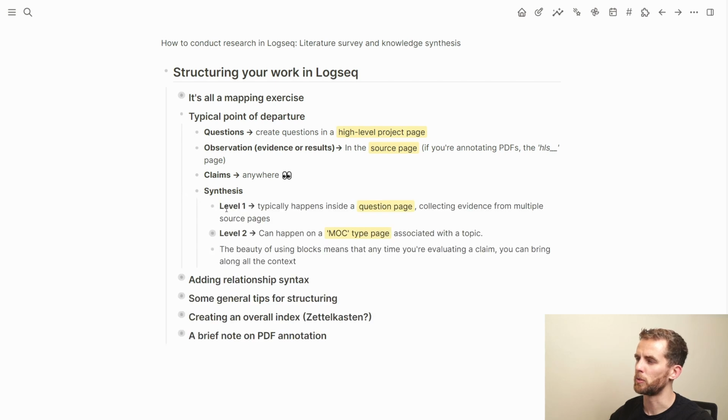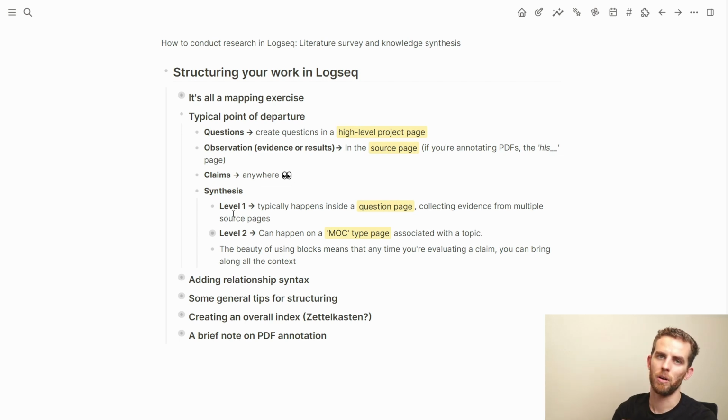Synthesis is a bit of a different question. On level 1, you might want to do this inside a question page. So not at your high-level project page, but if you have like a broad question, you could say, okay, cool, I'm going to go into that question page now. So not pointing to the node, actually going into the node and saying, this is my understanding of this topic based on these multiple pieces of evidence that I'm collecting.